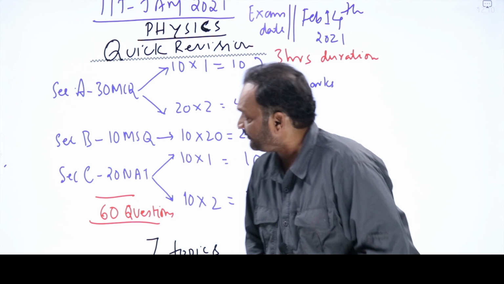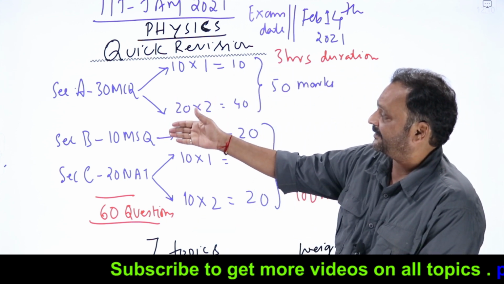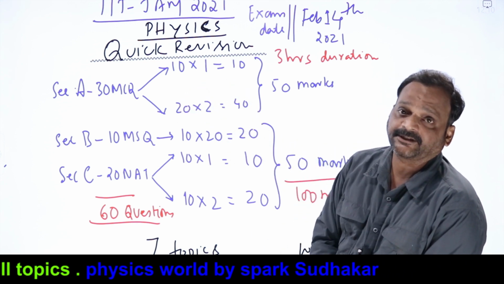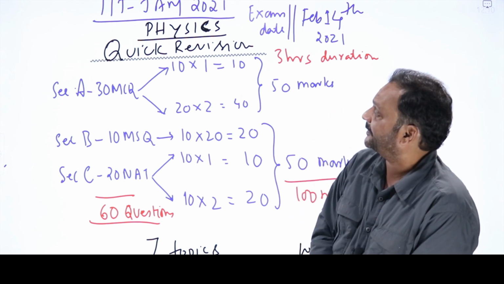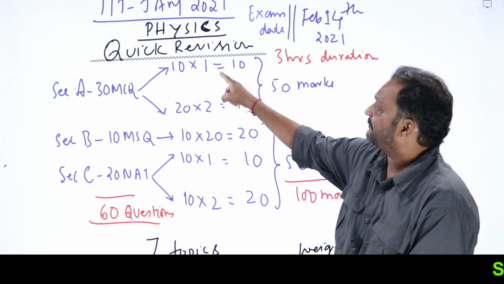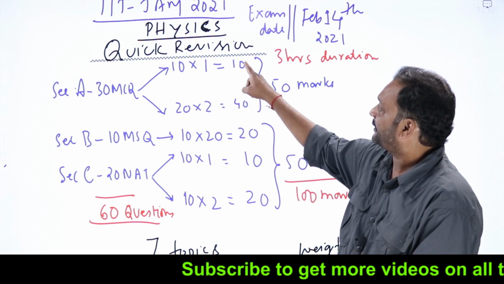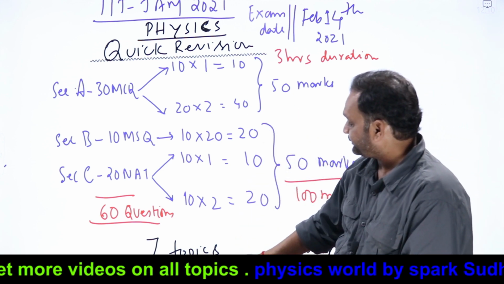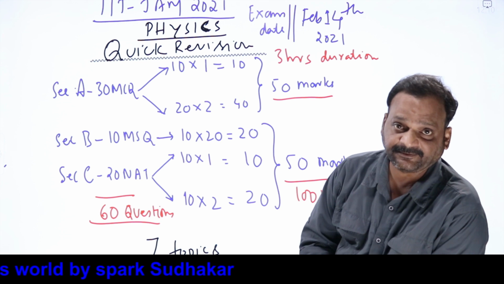Techniques. Now if you look at the paper, there are three sections: Section A, Section B, and Section C. In Section A, we have 30 MCQs, multiple choice questions, where only one of the four options is correct. Out of 30, 10 are 1 mark questions and 20 are 2 marks questions. That is 10 into 1 and 20 into 2, so Section A itself contains around 50 marks.